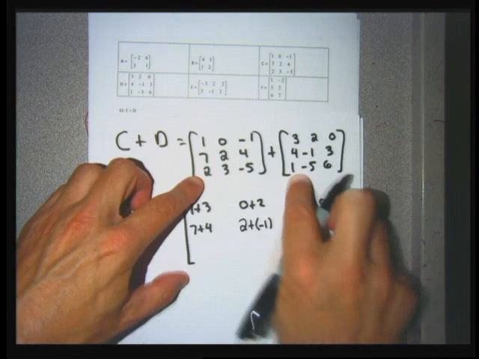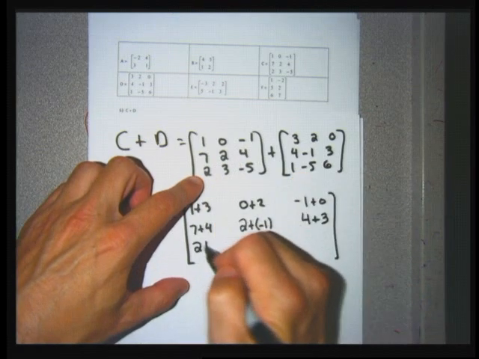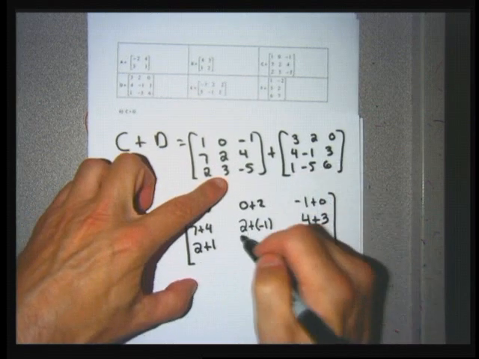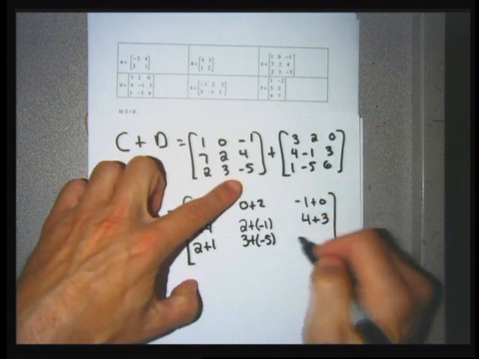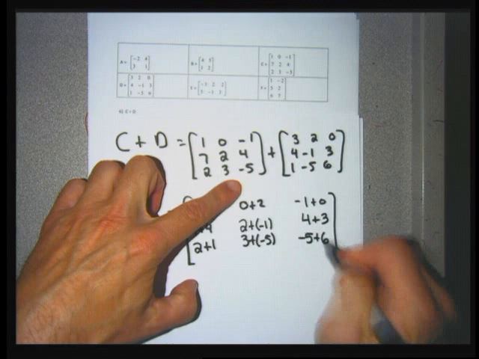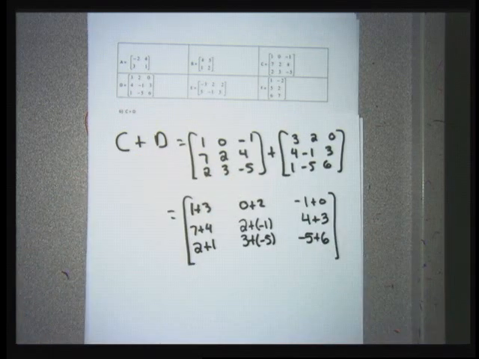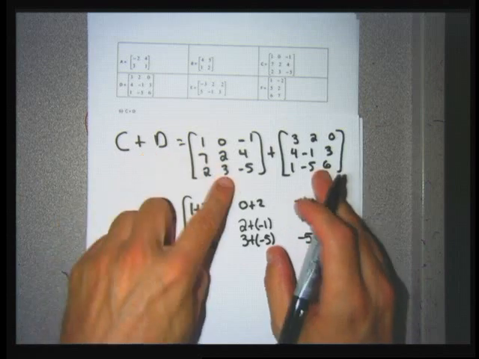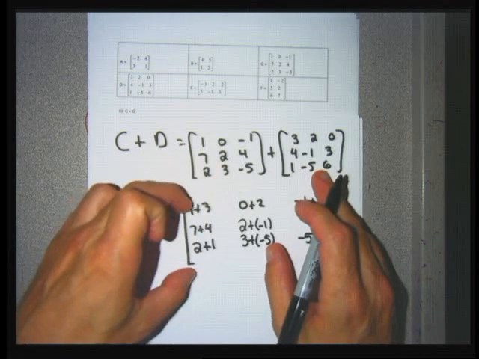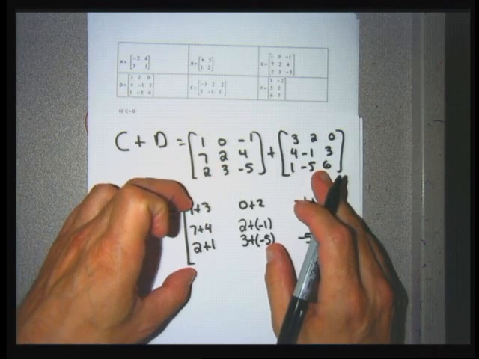Bottom row, 2 plus 1. 3 plus -5. And -5 plus 6. So that's the beginnings of my addition. I replace the matrix names with what they're equal to. Matrix addition, you add components that are in the same position.